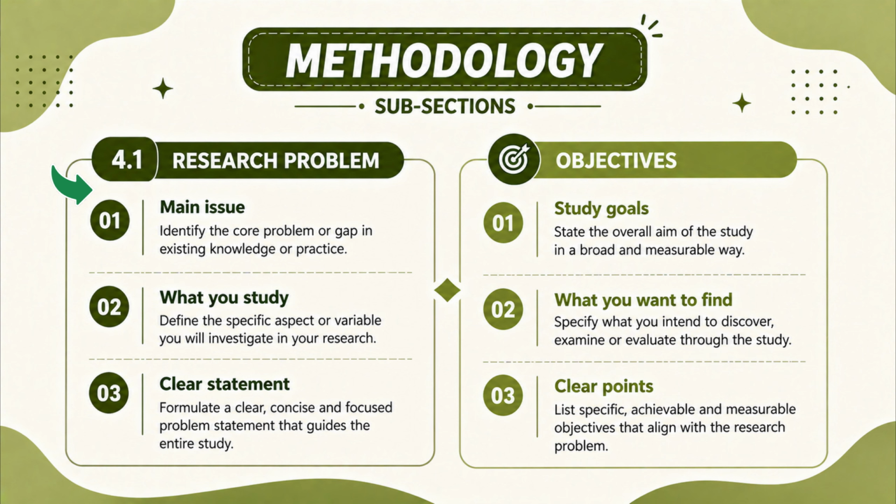First subsection, which we are going to see under methodology, is research problem. Research problem is the main question your study is trying to answer. This is very important because everything in your research depends on this. So keep your research problem clear, specific, and more focused. Avoid writing vague or broad problems. For example, is stress common among the college students?